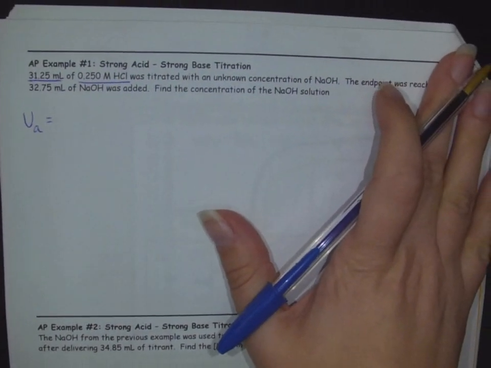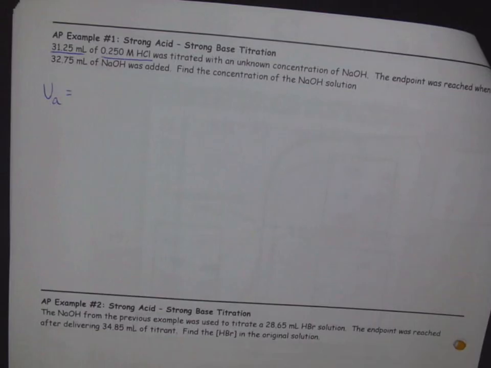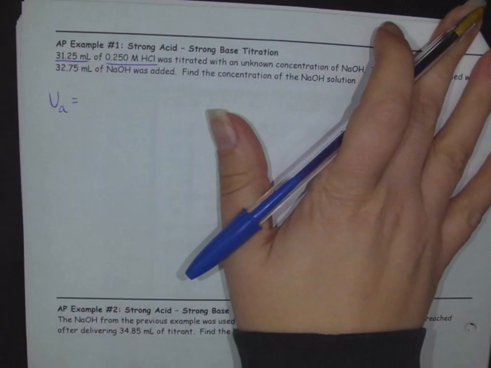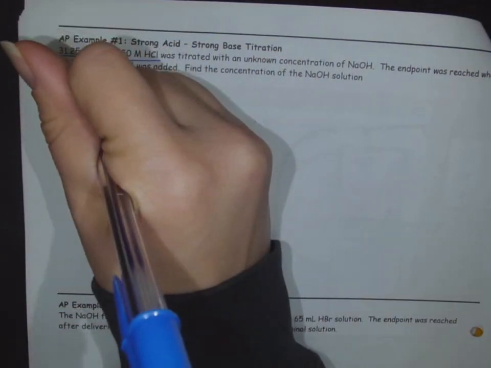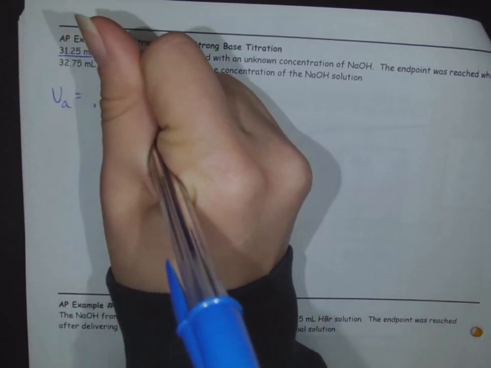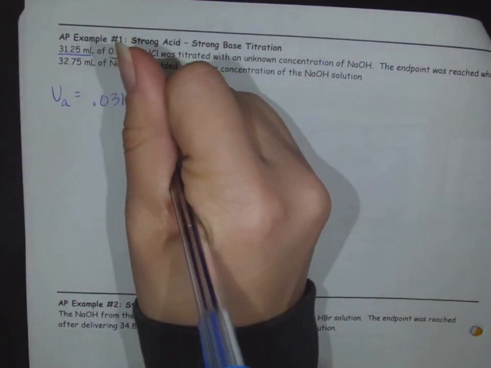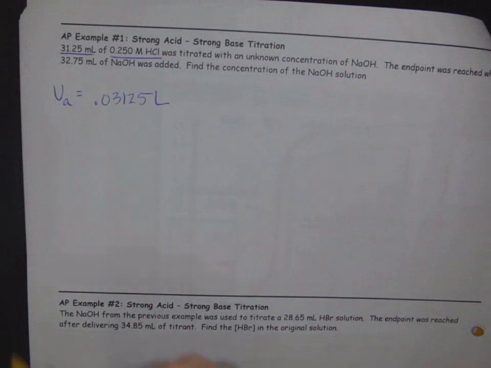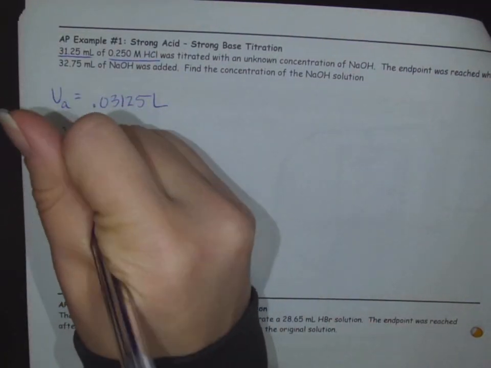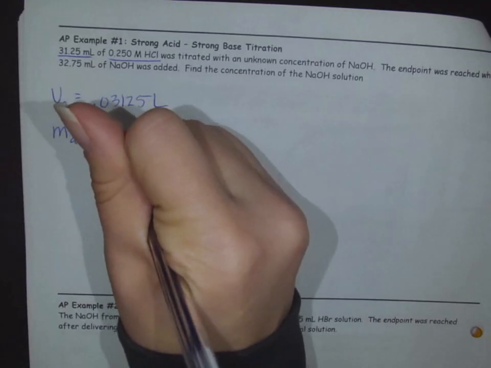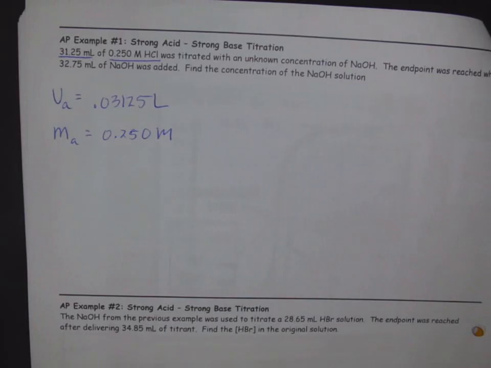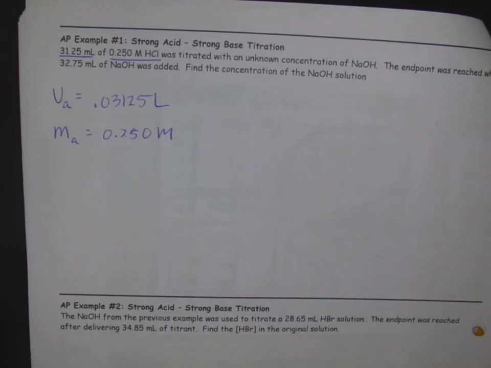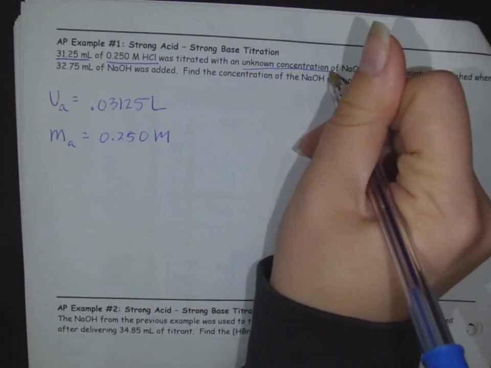And so out of habit, I find that I just convert them to liters, and that way, no matter what the scenario is and which equation I'm using, I know that I'm okay, that I'm not making a mistake by leaving it. So this one in liters would be 0.03125 liters. So there's my volume of my acid. And my concentration, my molarity of my acid is 0.250 molarity, okay? Was titrated with an unknown concentration of sodium hydroxide.